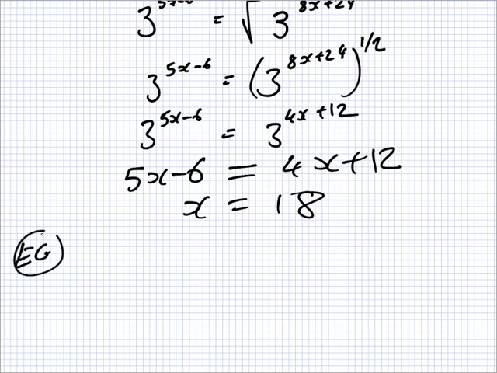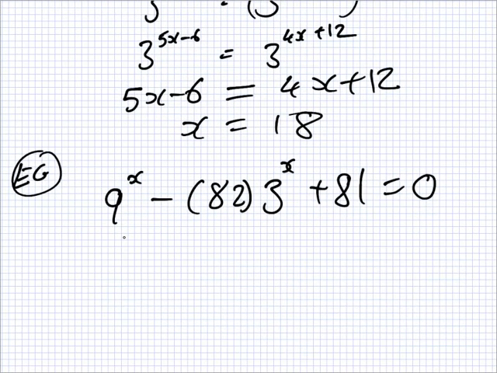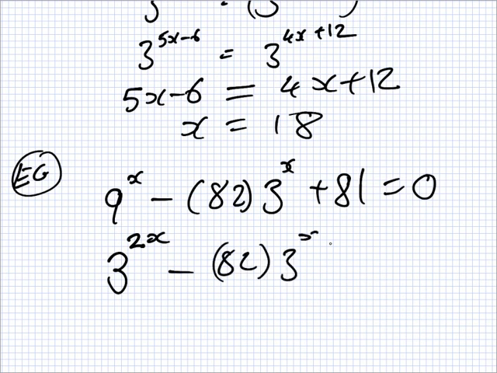So we have 9 power x minus 82 times 3 power x plus 81 equals 0. What should I do first here? Any ideas? Yeah, I should change the 9 to 3 squared. And the 81 as well. Perhaps, let's see. This is 3 squared to the power of x, which is 3 power 2x. Right, what should I do next now?